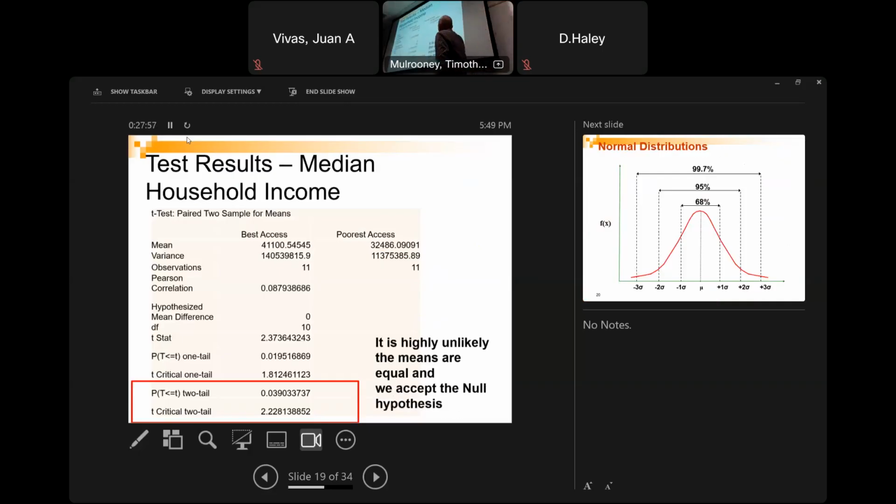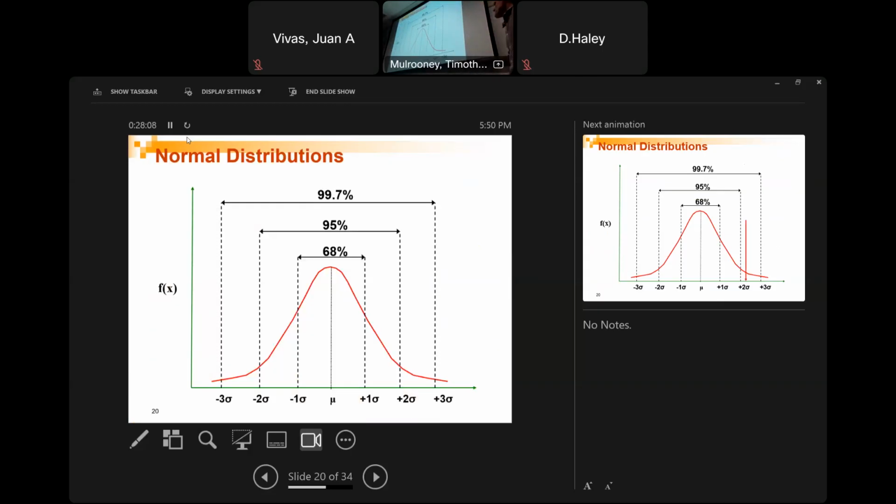So what this says is it's highly unlikely the means are equal to each other, and we cannot accept the null hypothesis. It's unlikely. And so when we look at data, typically this is what data looks like.